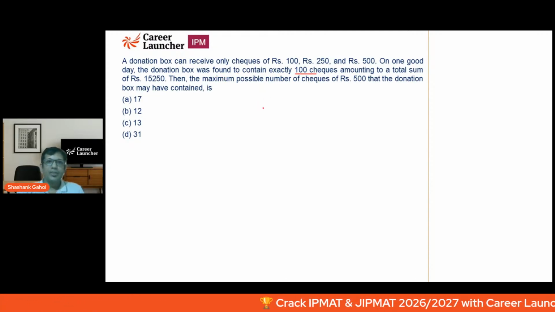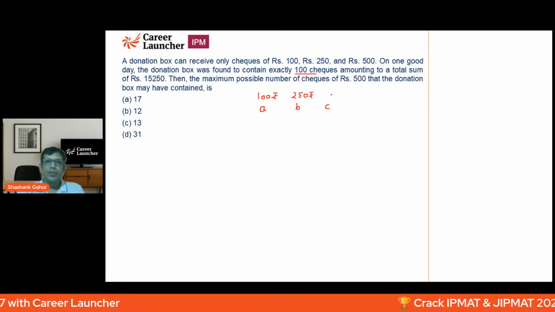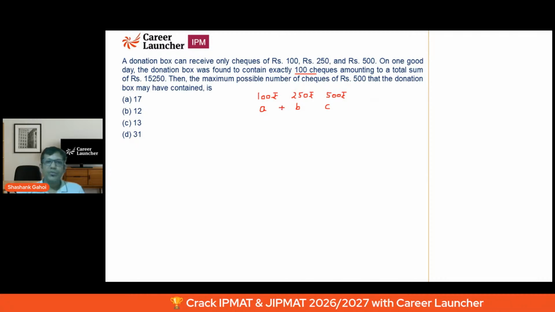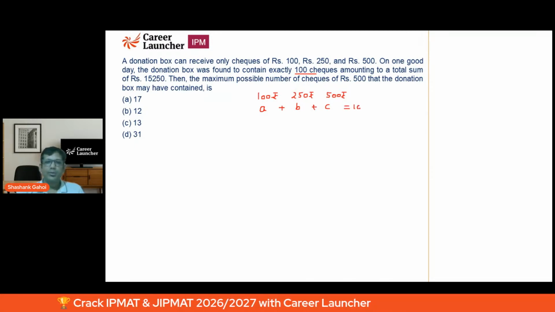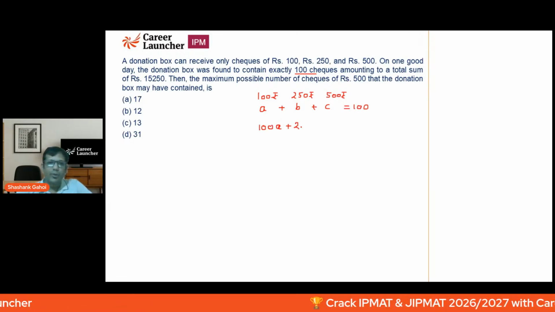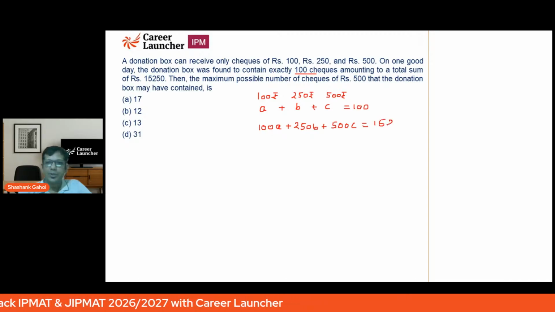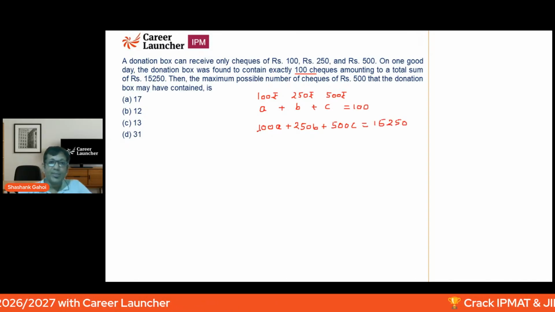Okay, so there are 3 types of checks, A, B, C. For 100 rupees, there are A checks. For 250, there are B checks. And for 500, there are C checks. And the total number of checks that we have is going to be 100. It also says that the total amount here is going to be 100A, here 250B, here 500C, and this is equal to the total amount, which is 15,250. Can I cancel it by 50?